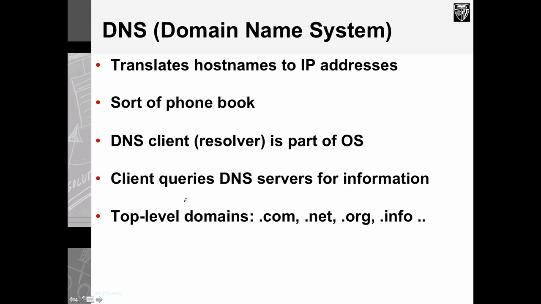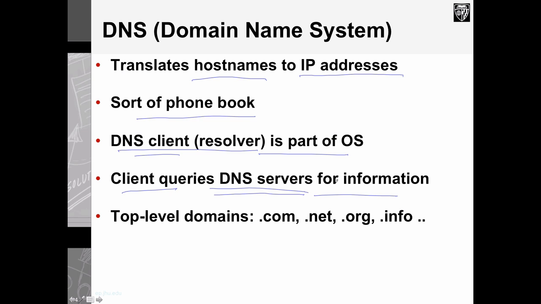Let's talk about DNS, or domain name system. DNS is sort of a phone book. It essentially translates the host names that we use when we access any of the services to the IP addresses that the servers or laptops or computers need. There's a DNS client that gets installed as part of every operating system, and that DNS client queries the DNS servers for information. So if you are looking for, let's say, google.com, this DNS client or resolver might query a DNS server and ask for the IP address of google.com.